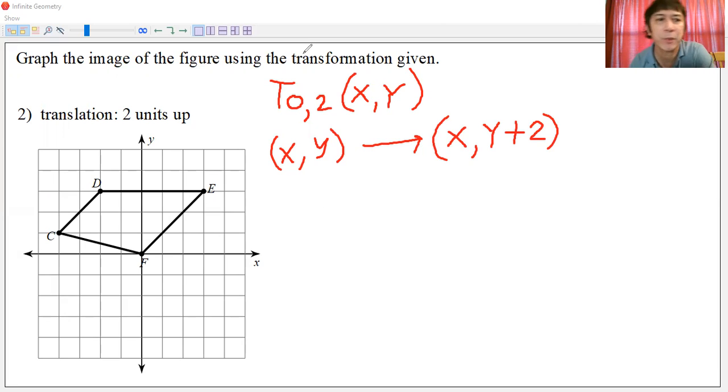We have the rule now. We will just collect the points. This is again alphabetic, so it looks like C, D, E, F. We have the point C, the point D, the point E, and the point F there.